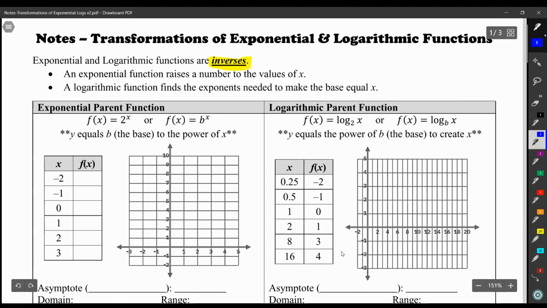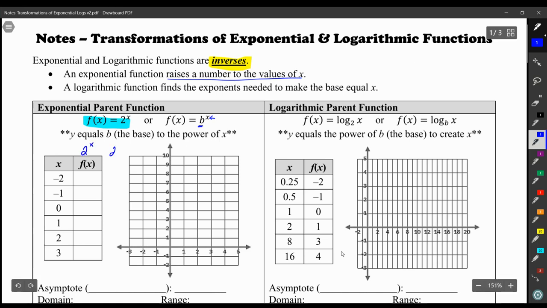And so what an exponential function does is it raises a number to the value of x. So for example, we have what we like to call the parent function of an exponential, y equals 2 to the x power, or in general, any number raised to the power of x. So y is equal to b, which is the base, to the power of a number. And if we create a table for this function, this will be 2 to whatever x is.